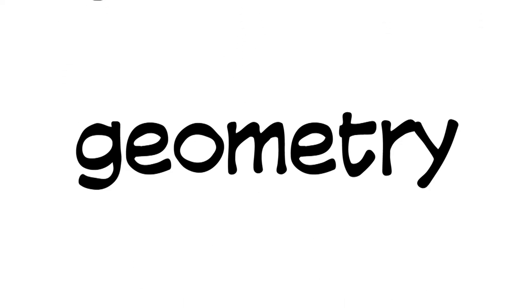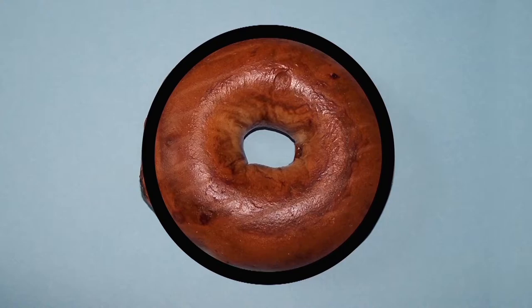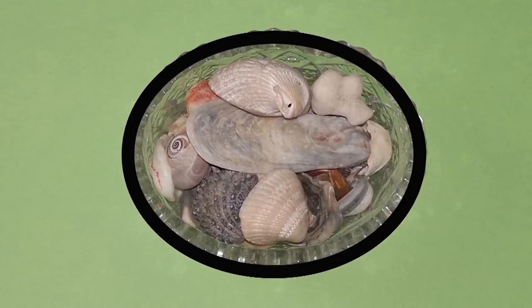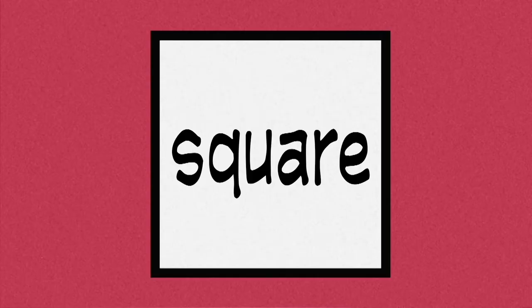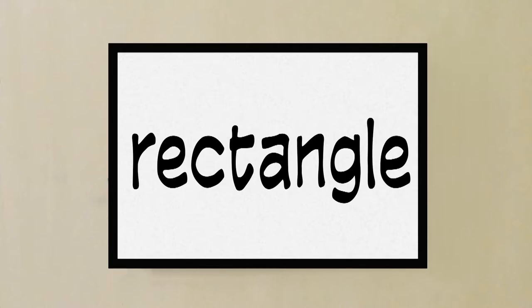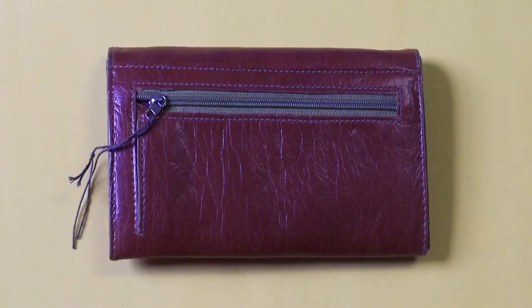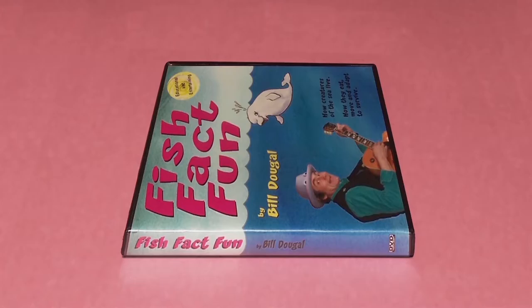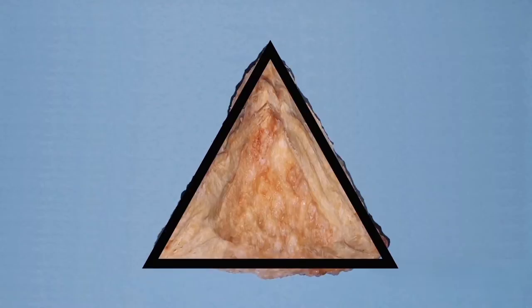Now, here's a standard for kindergarten. Identify and describe shapes. Describe objects in the environment using names for shapes. A circle could be a bagel. An oval could be a dish. A square, a piece of bread. A rectangle, a purse. Trapezoid, a DVD box. A triangle could be an apple turnover.